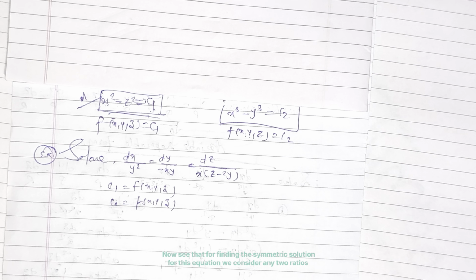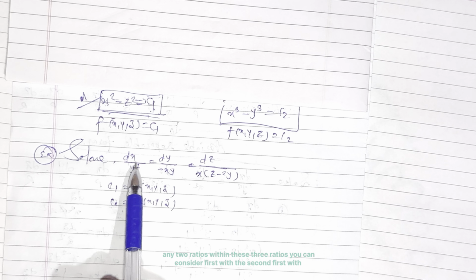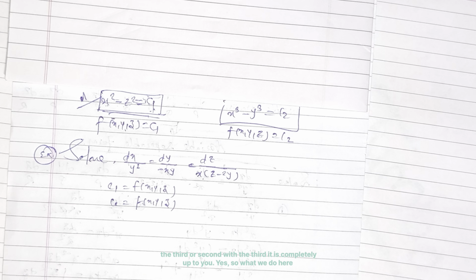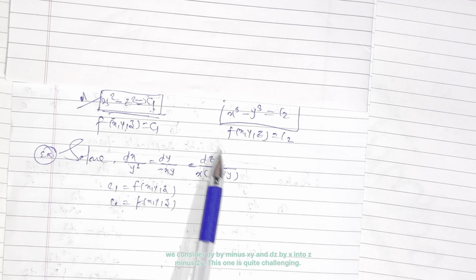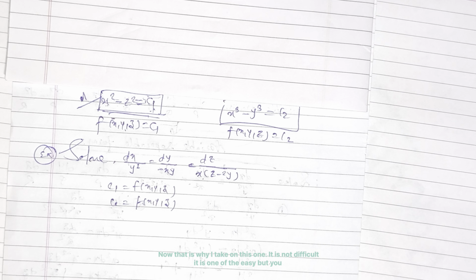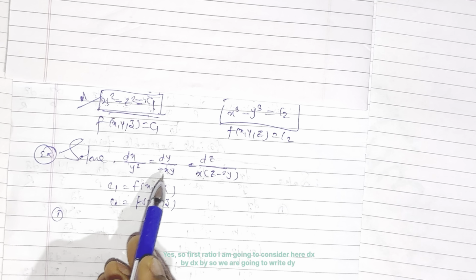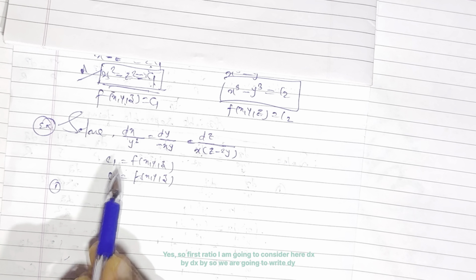Now, for finding the solution for this equation, we consider any two ratios within these three ratios. You can consider the first with the second, the first with the third, or the second with the third. It is completely up to you. So here we consider dy by minus xy and dz by x into z minus 2y. This one is quite challenging, that's why I took this one. It's not difficult, but you just need to understand how to go for the substitution.